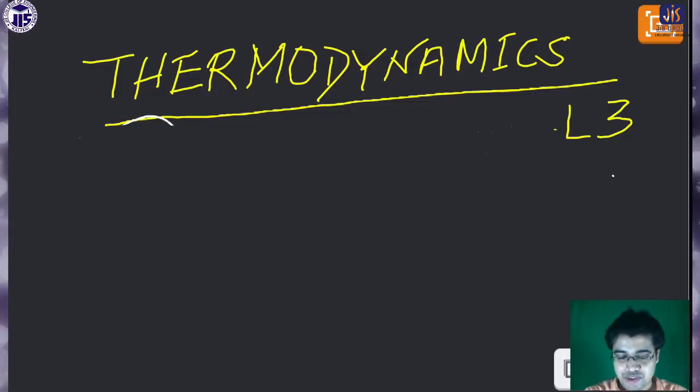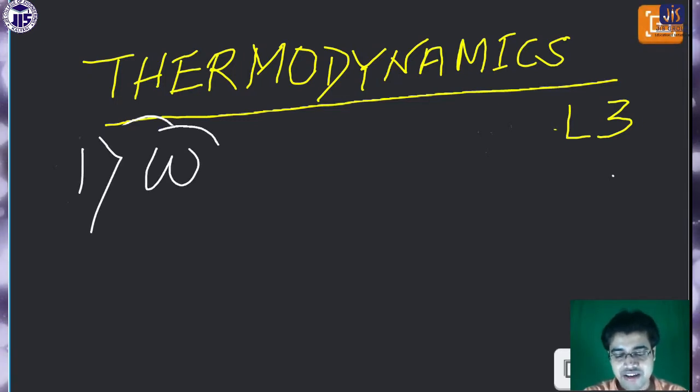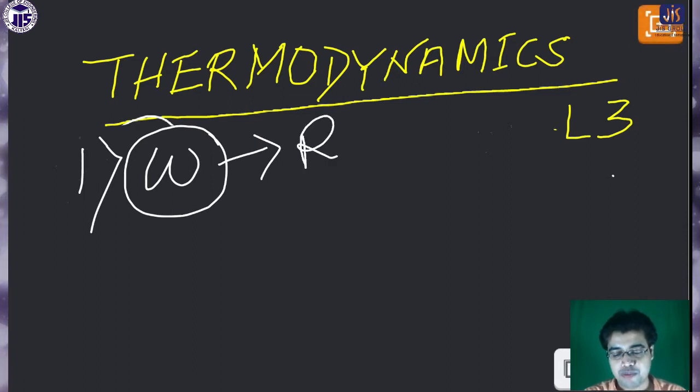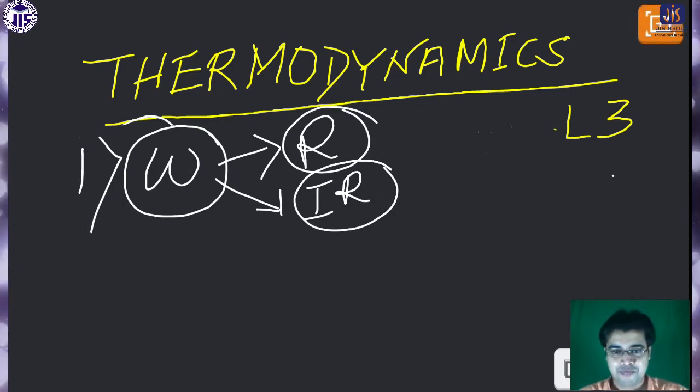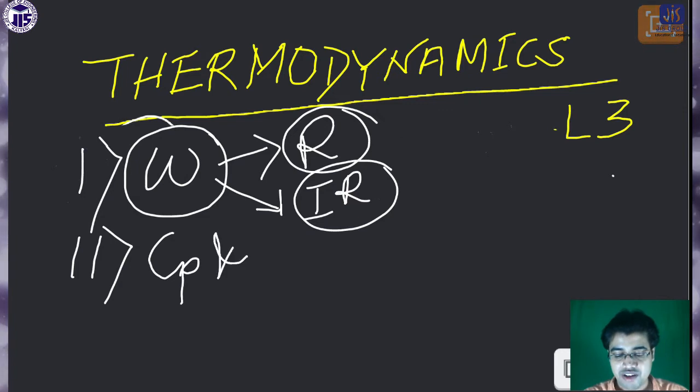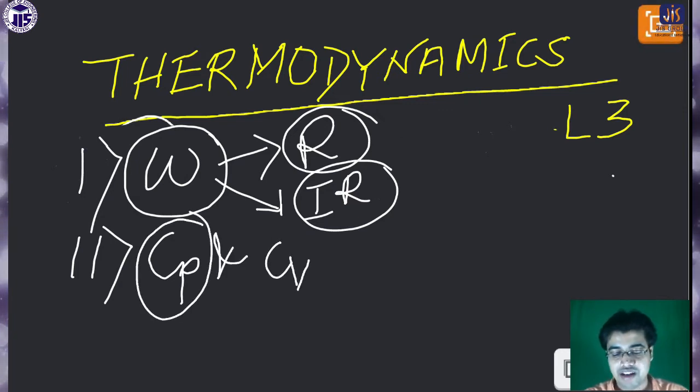Today, we'll discuss the work done in a reversible and irreversible process. There are two types of process by which we will calculate the amount of work done. In the case of a reversible process, we will apply the isothermal and adiabatic, and for the irreversible process also. We will also discuss Cp and Cv, that means the molar heat capacity at constant volume and constant pressure, and the relation between Cp and Cv.